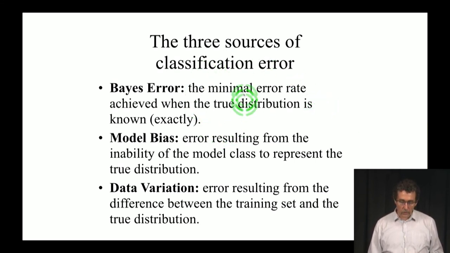This one you cannot really do anything about, but you can trade off model bias for data variation. By making the model more flexible, you can decrease the model bias, but by making it more flexible, you can increase the data variation. So that is what's called the bias variance dilemma.